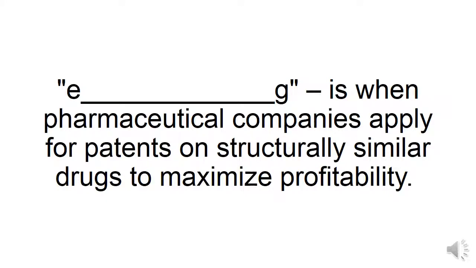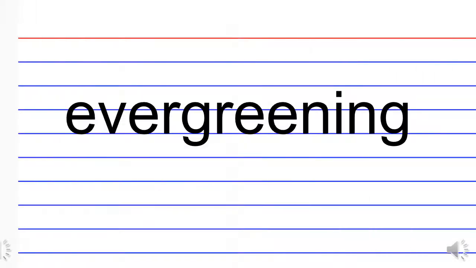E.g., is when pharmaceutical companies apply for patents on structurally similar drugs to maximize profitability. And drugs that are structurally similar would be like some type of stereoisomer. Okay? So the term for this is evergreening. Evergreening.